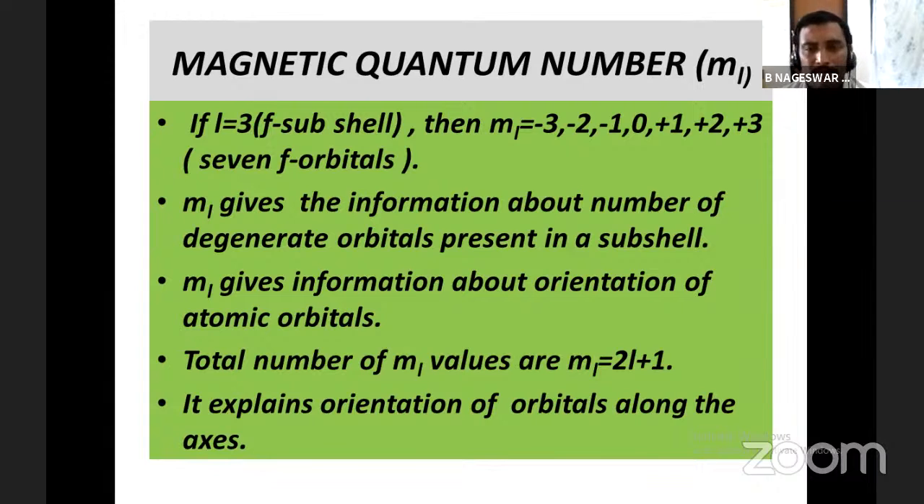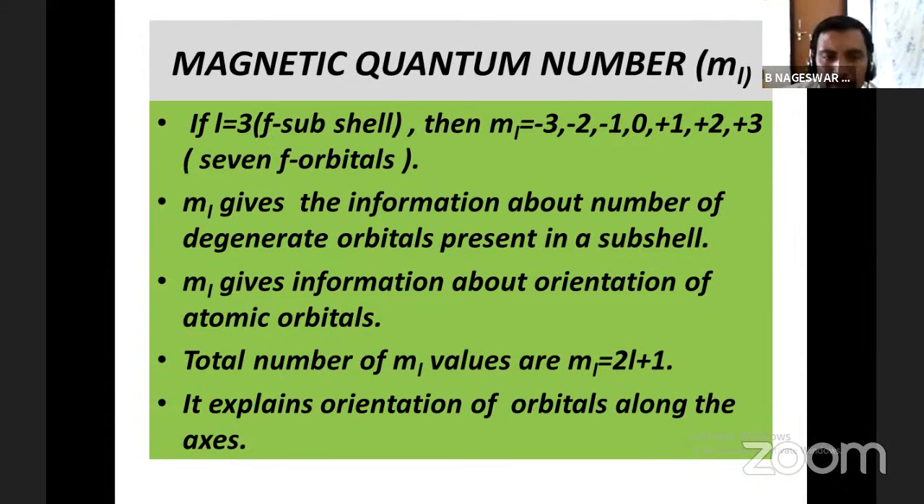ML gives the information about the number of degenerate orbitals present in a subshell. What is the importance of the magnetic quantum number? It explains the number of degenerate orbitals present in a subshell. If you take one particular subshell, how many degenerate orbitals are there? That is explained by the magnetic quantum number. What do you mean by degenerate orbital? Simply, children, the orbitals which have the same energy are known as degenerate orbitals.